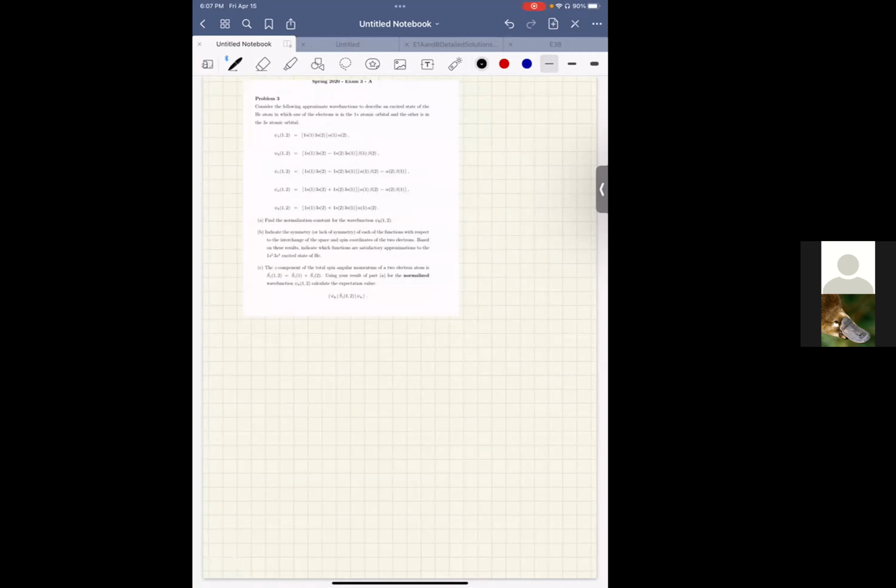Okay, so for this question, I'm just going to do part B. It has to do with normalization. It's asking us to find the normalization constant for the wave function psi b 1, 2. So to do that, oh, that's part A, yeah.